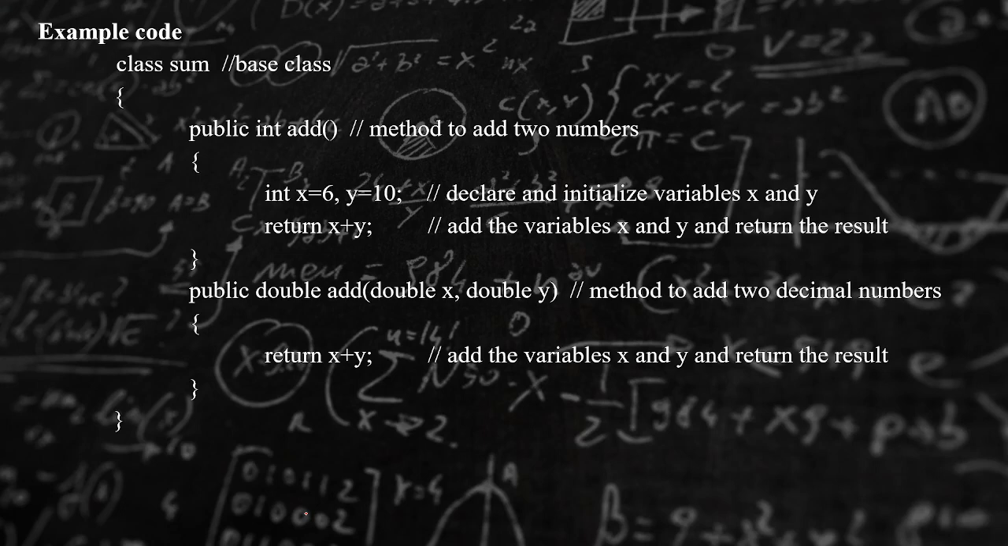We have an example code of sum. The add function is there. You can see that there are two add functions with different parameters. One has no parameter and has a defined value, x equal to 6 and y equal to 10. I said static because 6 and 10 are fixed in this case, so you can say constant values. Method add is returning x plus y in both the cases, but in the first case it is an integer value, and in the second case it is a double value.